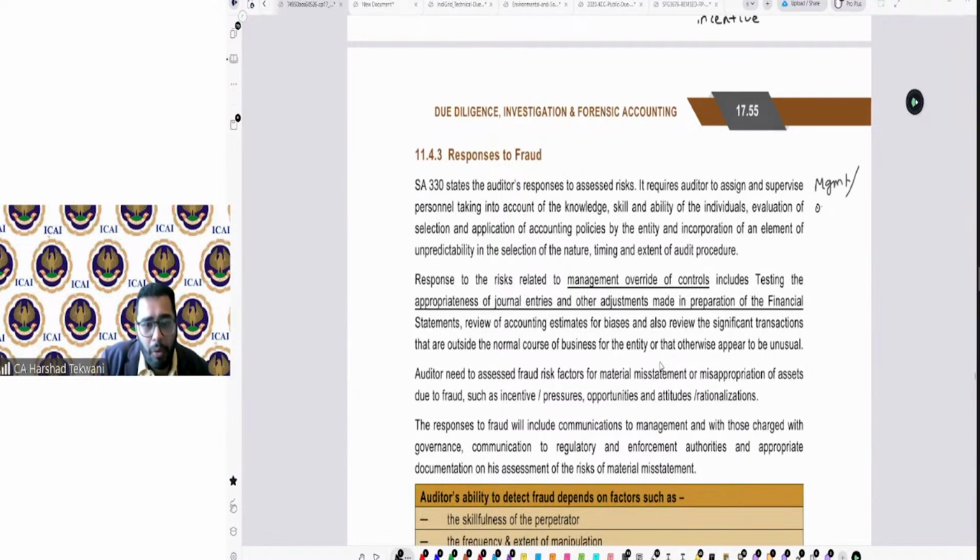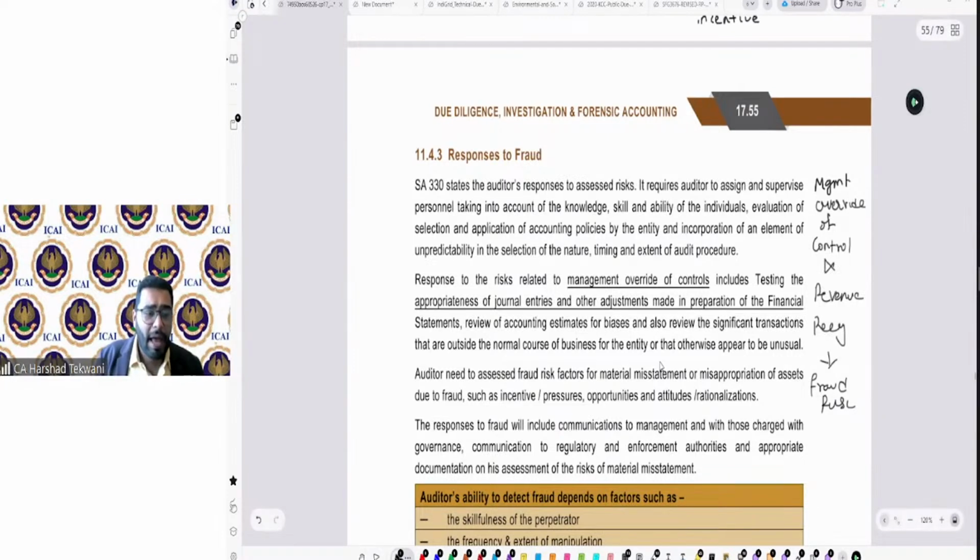Management override of control and revenue recognition are by default fraud risks. Remember that we discussed this in SA 240, SA 315, and SA 330 multiple times. To respond to the risks of management override of control and revenue recognition, we have to prepare audit procedures. One of those is testing the appropriateness of manual journal entries, which by default we have to do.